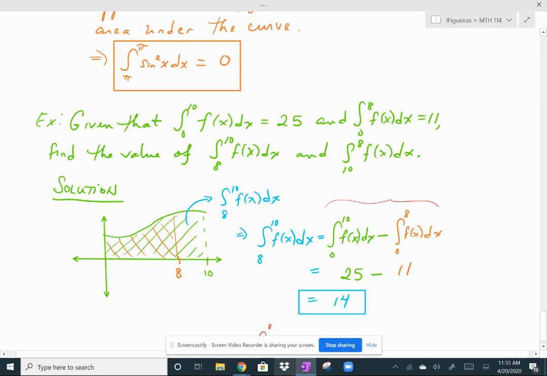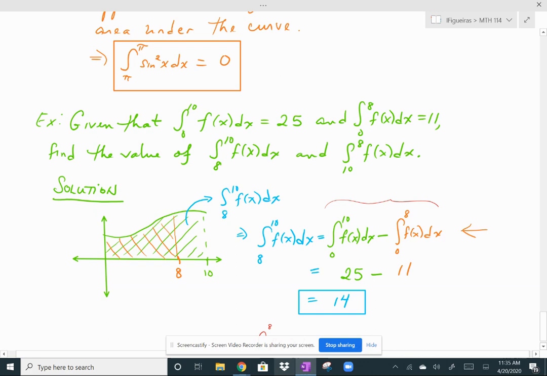All right, so this picture here, the curve in green, shows you the integral from 0 to 10. That's shaded in green. It goes all the way across, and that's the one that has a value of 25. But then this other one from 0 to 8, shaded in orange, has a value of 11. And we need this piece that I indicated in blue, the integral from 8 to 10 of f of x dx. So that means I have the big area in green, and I have to subtract out the orange area, which is what you see on this line.